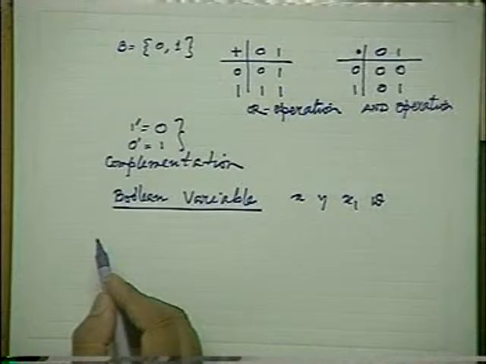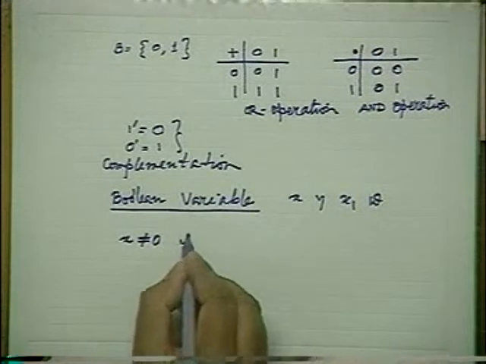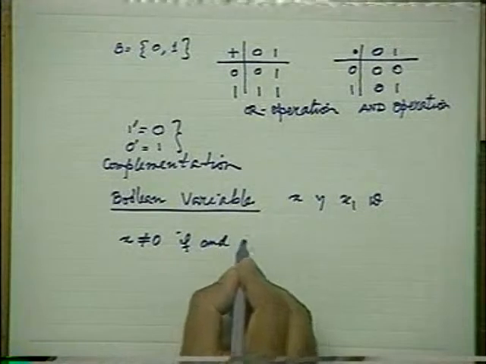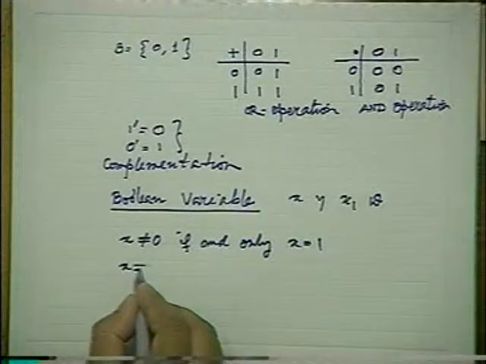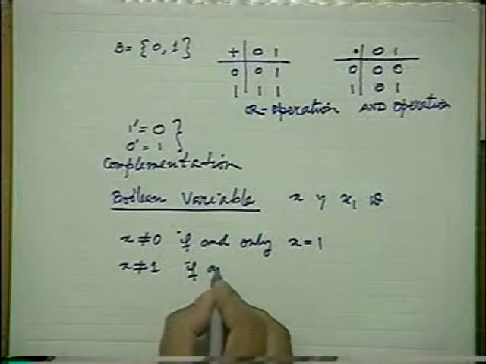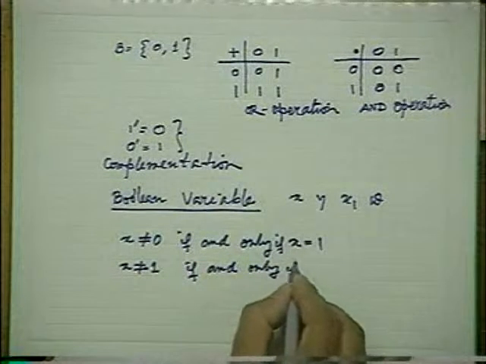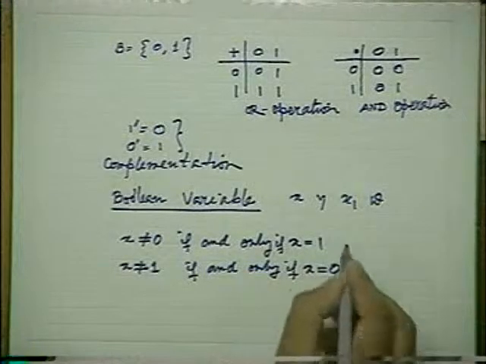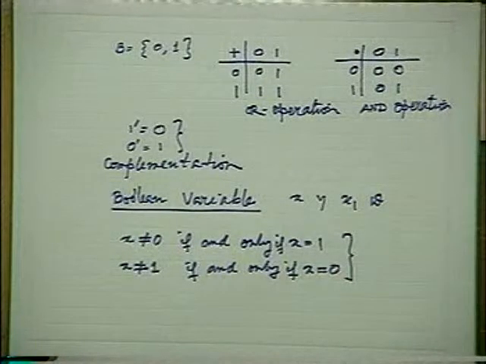If we have to specify it formally, then we say that for a Boolean variable x, x is not equal to 0 if and only if x is equal to 1, and x is not equal to 1 if and only if x is equal to 0. We call such variables Boolean variables.